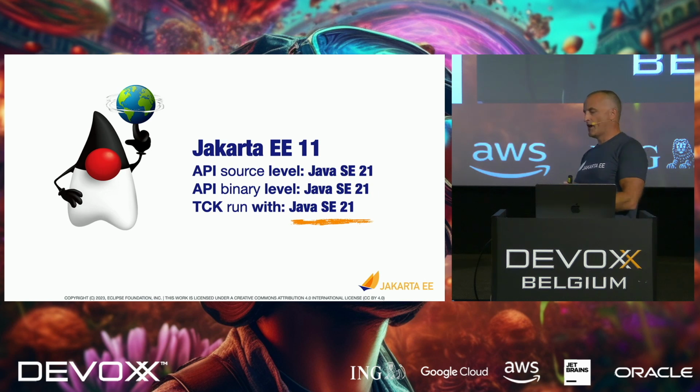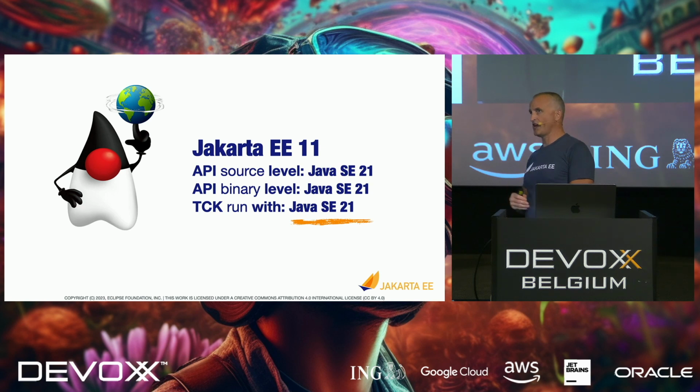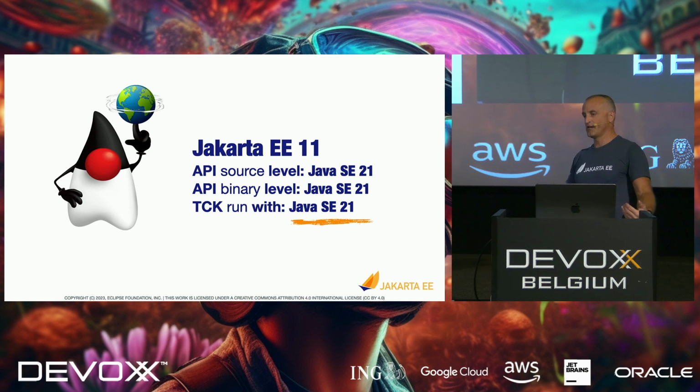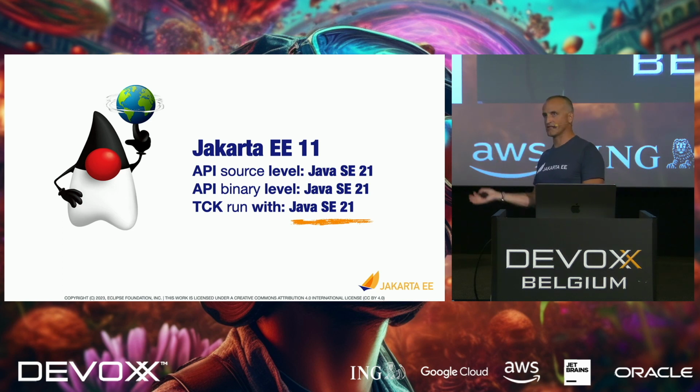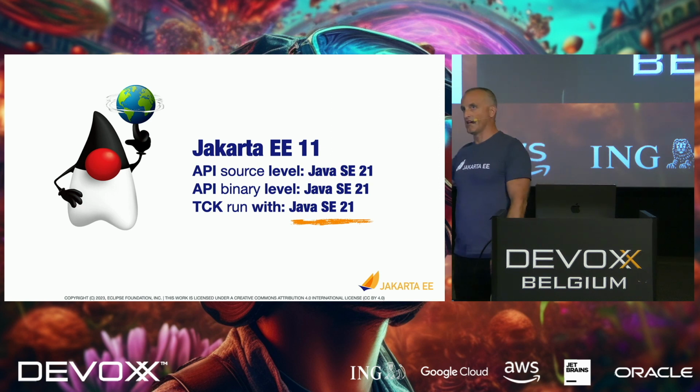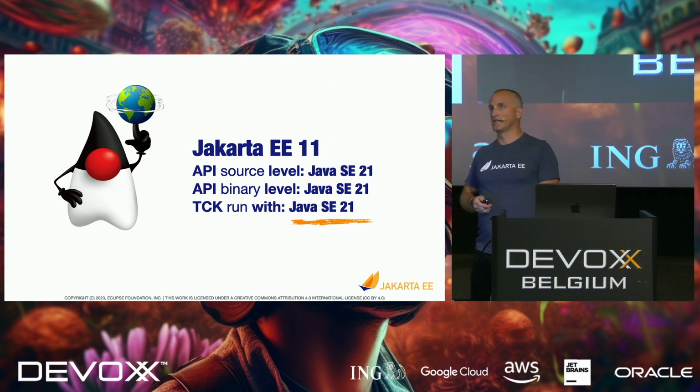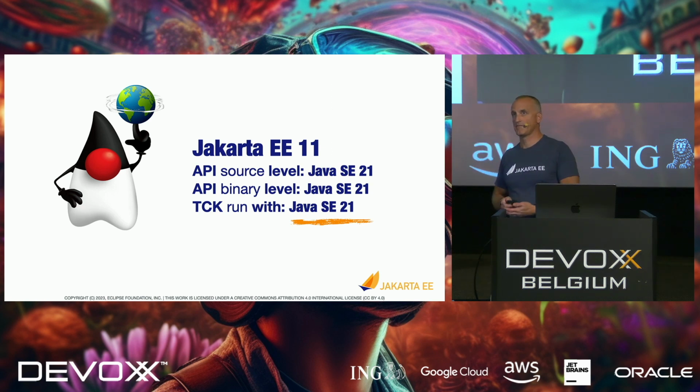Jakarta 11 will be compiled on Java SE 21. That is pretty aggressive for Jakarta EE; we're usually a little bit behind. But we release less than or about a year after an LTS, and we want to use those features. So we will release Jakarta 11 on 21. And that means that when Spring Boot picks up the Jakarta 11 specifications, that will be the baseline for Spring as well, because otherwise it wouldn't compile.